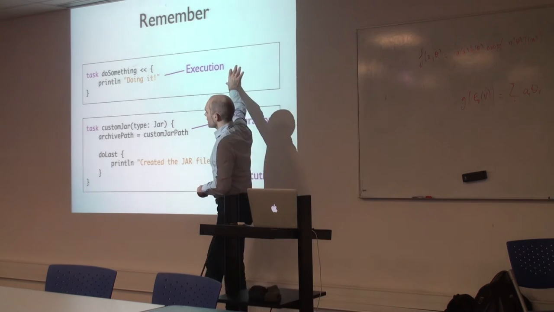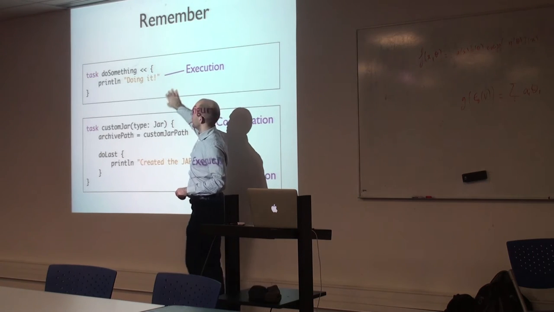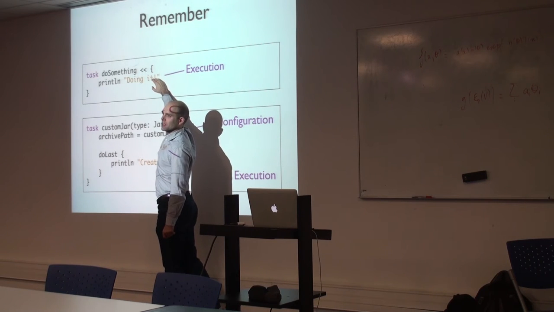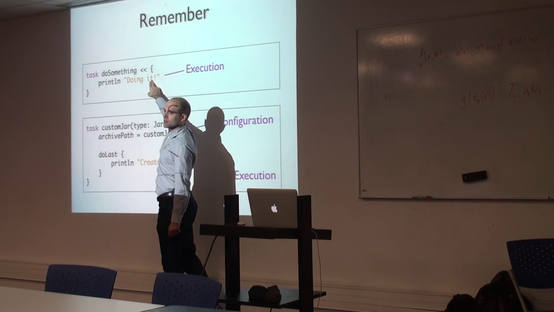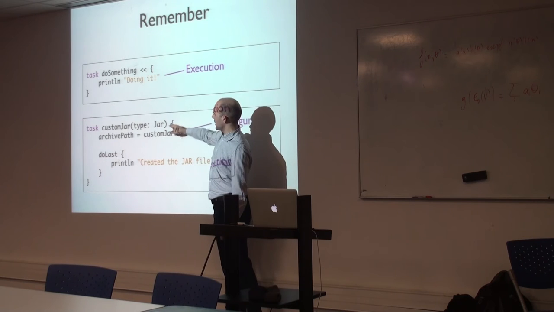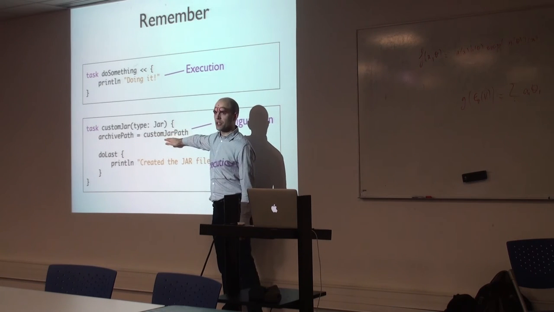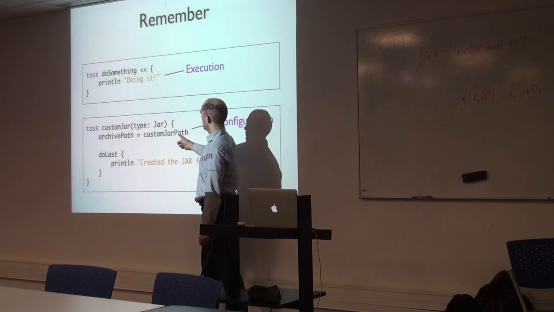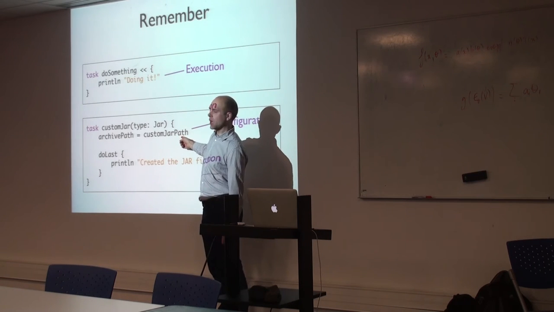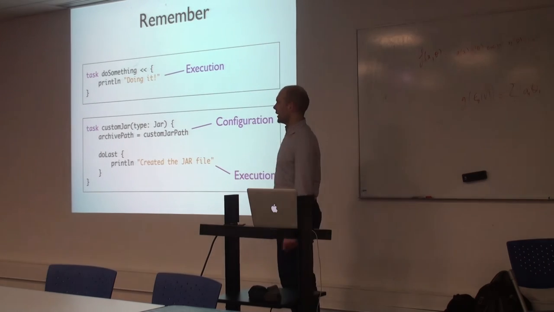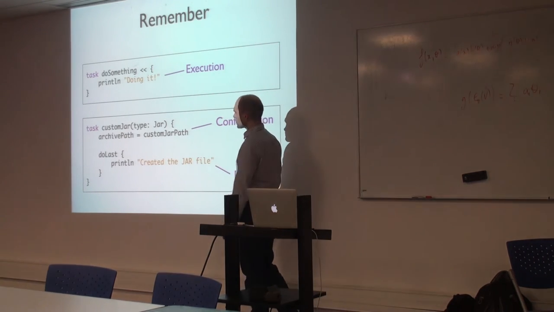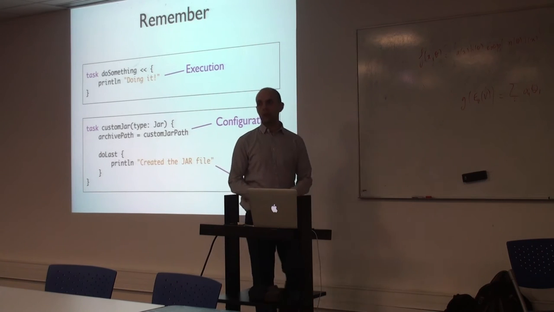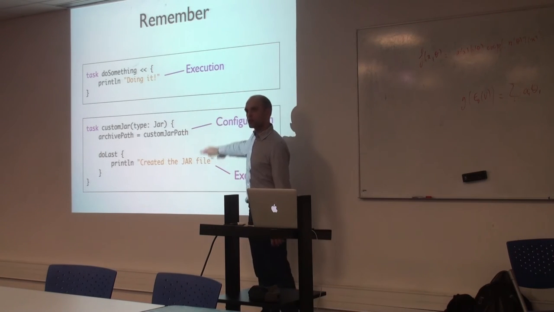If you're familiar with task definitions, this left shift says this is a task implementation. This is some work that is to be done. Okay? Whereas if you go without the left shift, all of this is configuration. The jar task has an archive path property, which I'm setting to some value, a property that comes from an external file, perhaps, or another part of the build. And then the actual execution is added by a doLast method there. Okay? So this one has both execution and configuration.